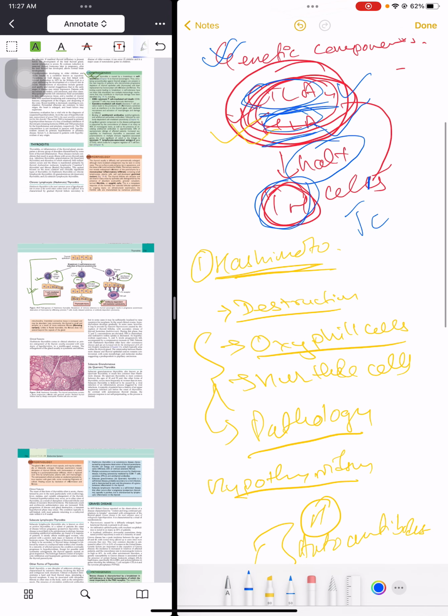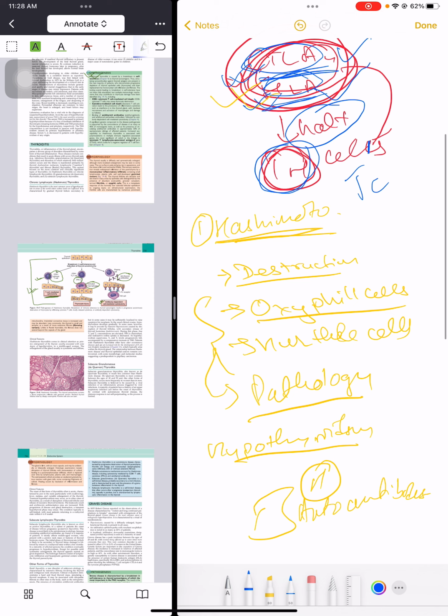that will lead to Hashimoto. Not only Hashimoto, CTLA4 gene mutation and HLA gene mutation are also associated with diabetes mellitus and other kinds of autoimmune diseases, like rheumatoid arthritis also.